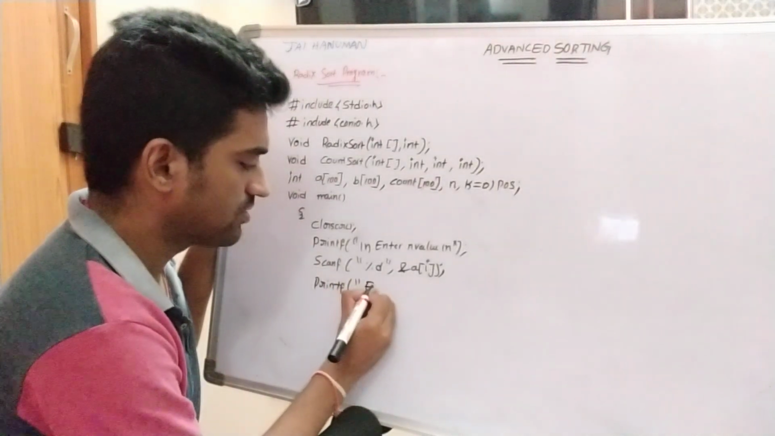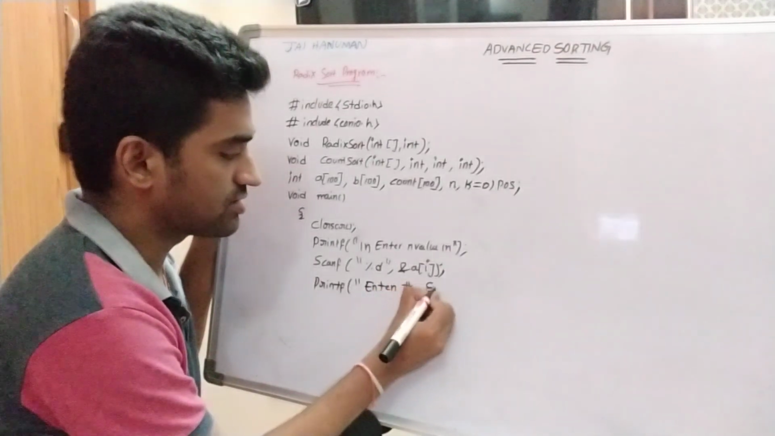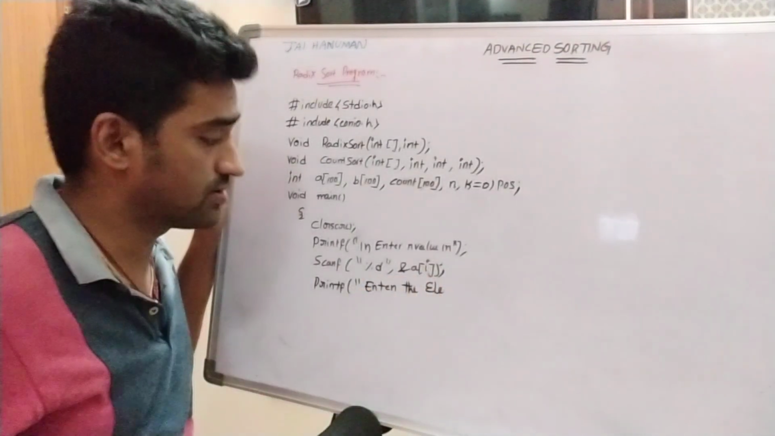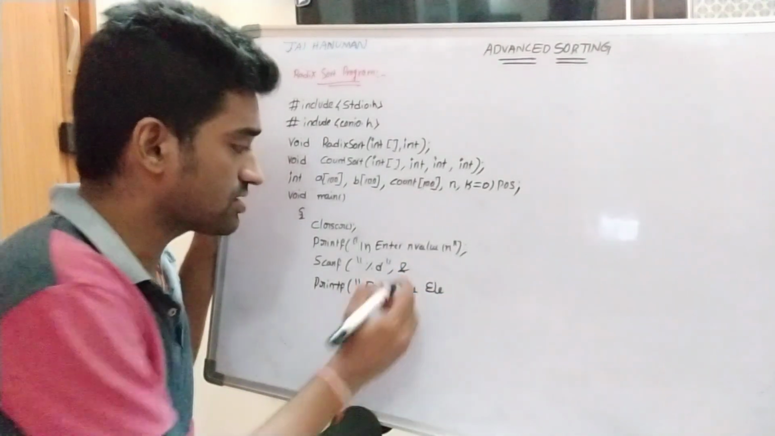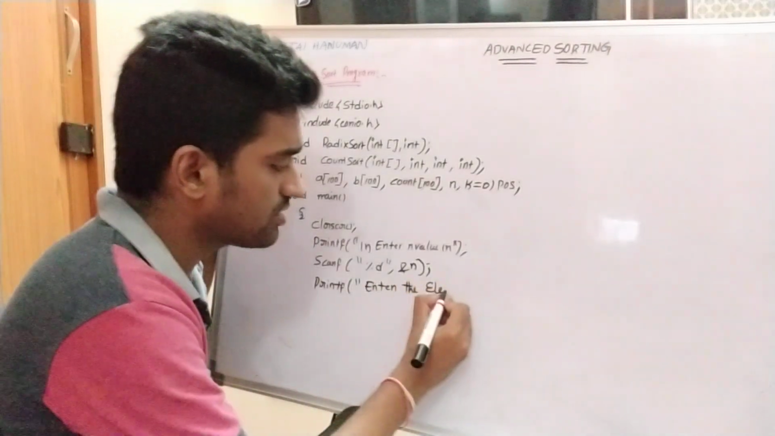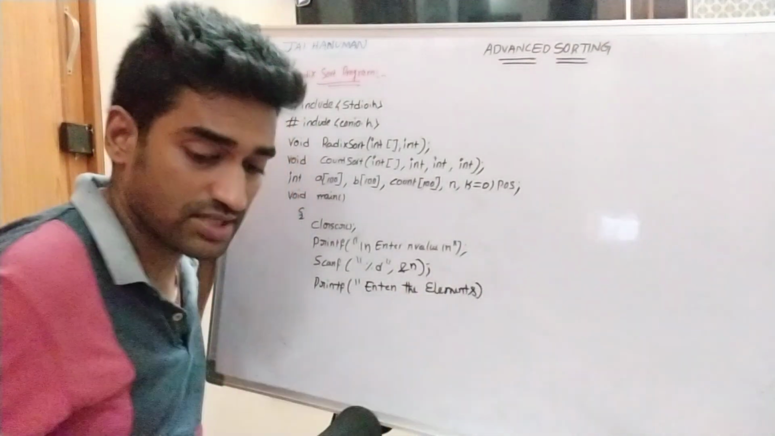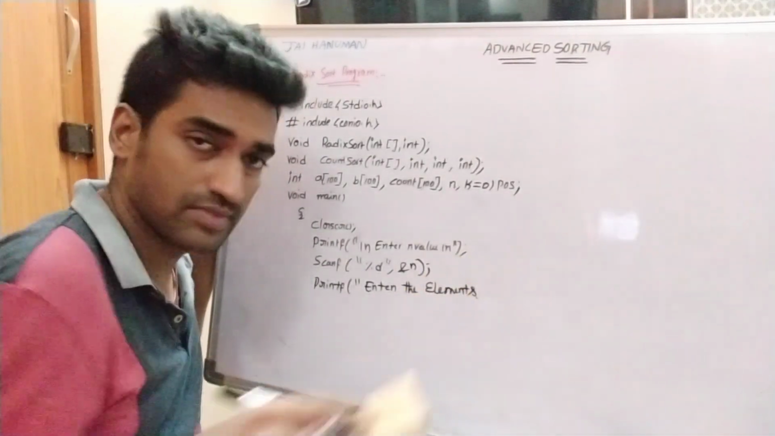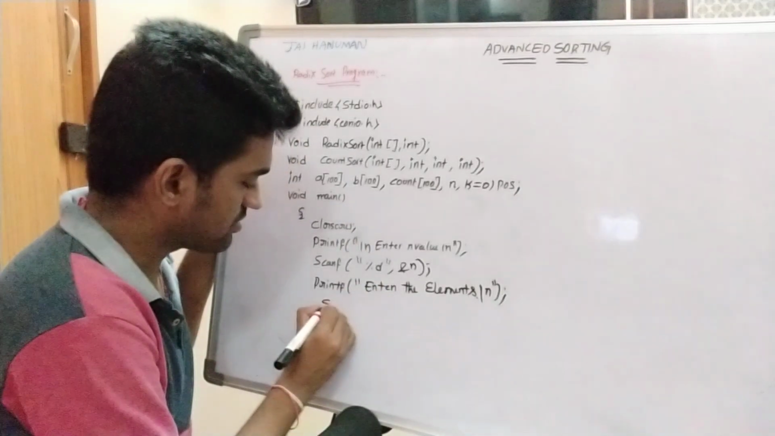So printf, enter the elements. Sorry. So here I am reading the n value, no? That's why I am specifying the address of the n variable. Address of n variable, right? So enter the elements. So I am reading all the elements in array A, and that can be done with the help of the scanf function.